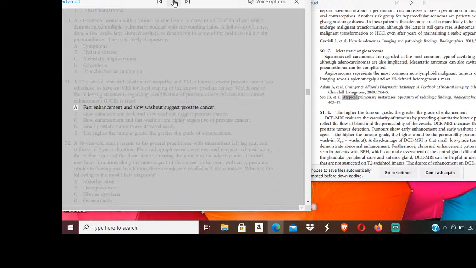A. Fast enhancement and slow washout suggest prostate cancer. B. Slow enhancement peak and slow washout suggest prostate cancer. C. Slow enhancement and fast washout are highly suggestive of prostate cancer. D. Small prostate tumors are detected easily. E. The higher the tumor grade, the greater the grade of enhancement.